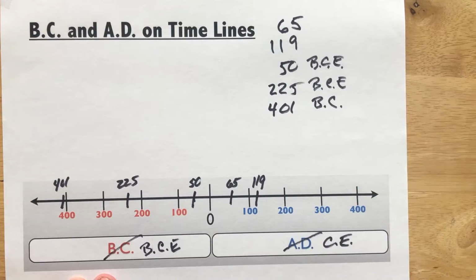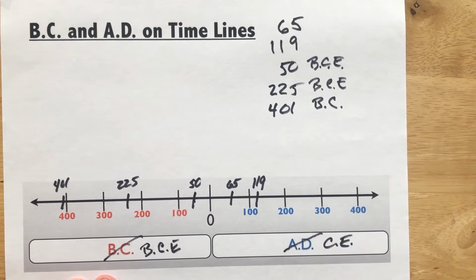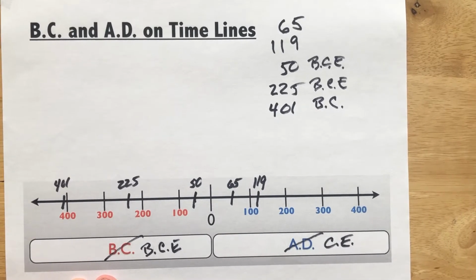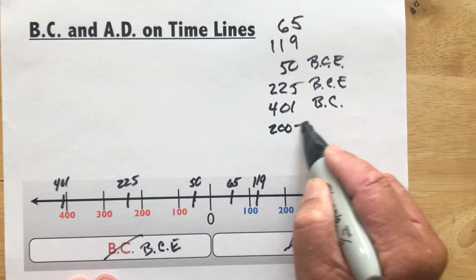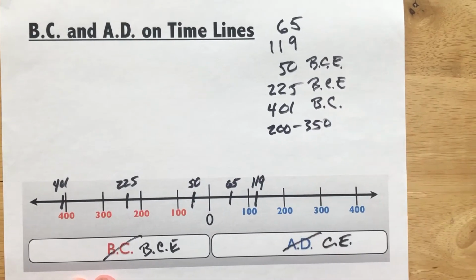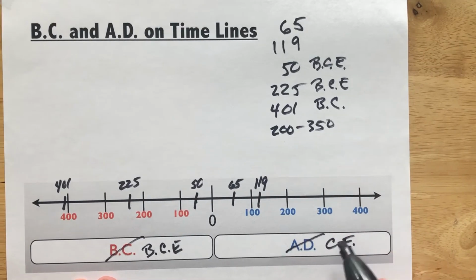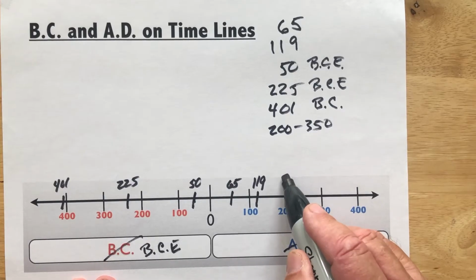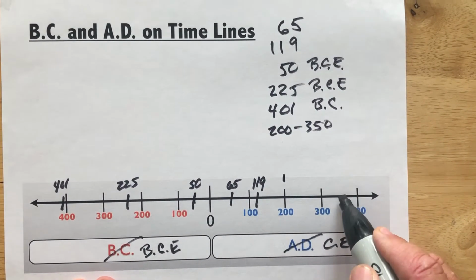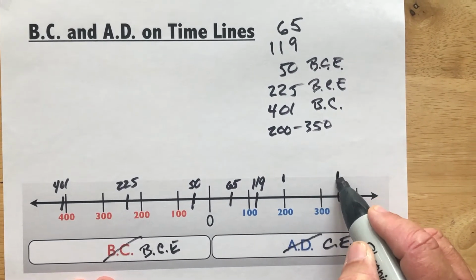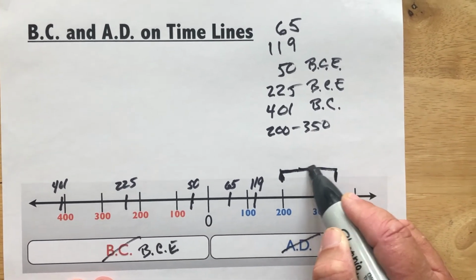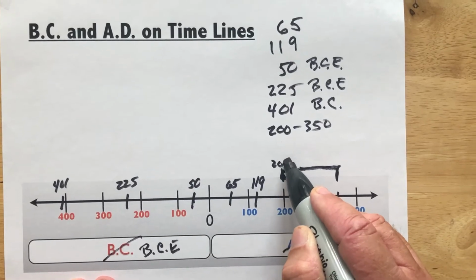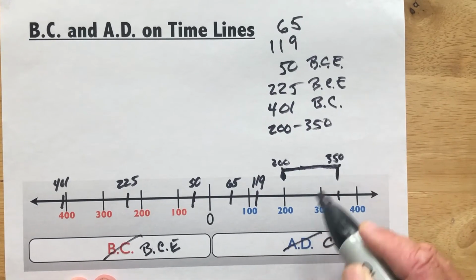Now, it's going to be common for us to see a beginning and an ending date. And here's how I'd like for you to put it on timelines. For example, if I said something lasted from 200 to 350, and I did not place a BC or CE, so it's automatically CE, I would put something like this. It starts in 200, here's 350, so it goes to 300, draw a line like this. Okay, and so the event lasted from 200 to 350.